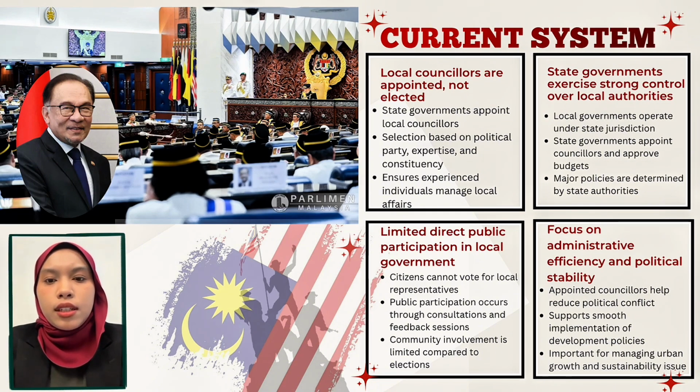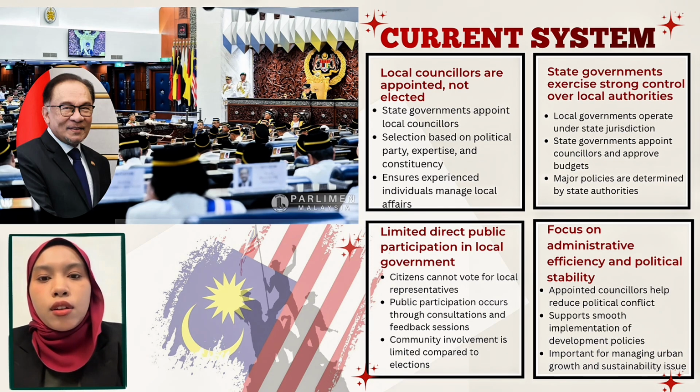Another aspect is the limited direct public participation. Since there are no local elections, citizens cannot vote for their local representative. Instead, they participate through consultation, feedback sessions or community programs. For example, residents in Kuala Lumpur may attend town hall meetings or submit complaints to local authorities, but they do not directly elect councillors or the mayor. This has led to ongoing discussion about improving democratic participation at the local level.